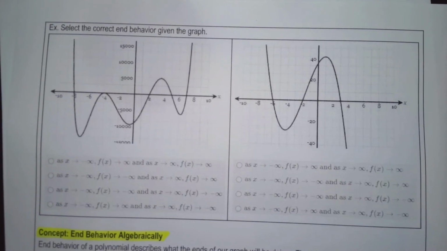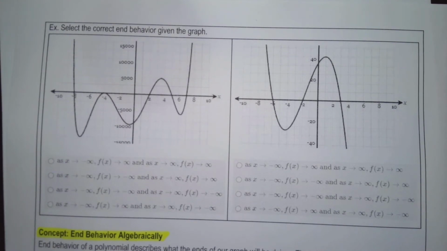Hey everyone, now we're going to take that end behavior chart that we just filled out in the previous video and apply it to our graph. As you can see on Delta Math, it's going to be multiple choice. You do not have to type anything in, you just have to select the correct end behavior sentence, I should say. So how do you do this?